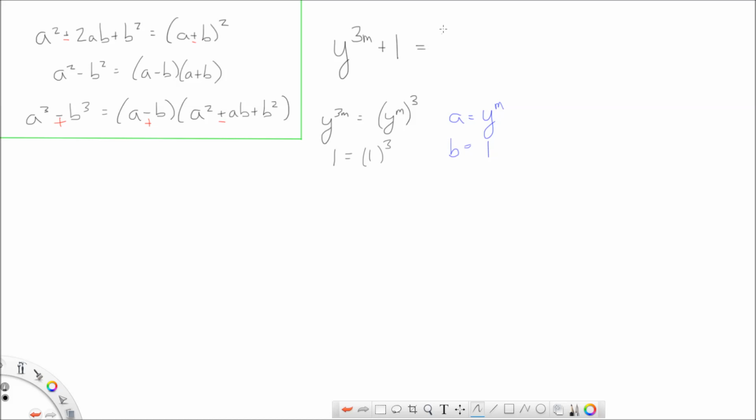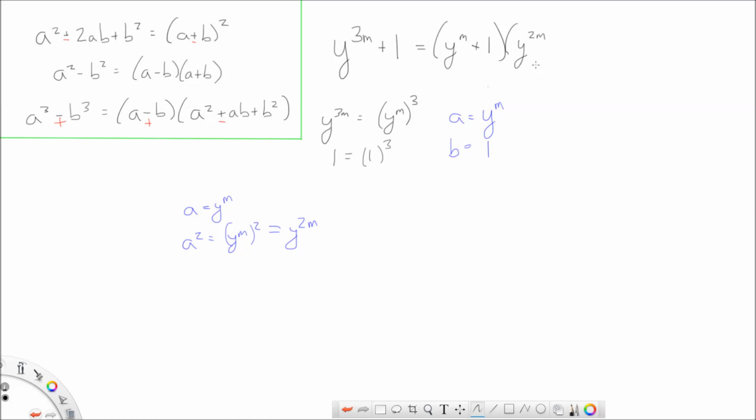So the first thing, a minus b, that's easy enough. A is y to the m, and b is 1. So there's a plus there. We had plus to start with, so we're going to use the red down here. So we have a plus b, so y to the m plus 1. The next term is going to be a squared. Well, if a equals y to the m, then a squared equals y to the m squared. And using the same rule we used here, this is y to the 2m. So now we know a squared is y to the 2m.